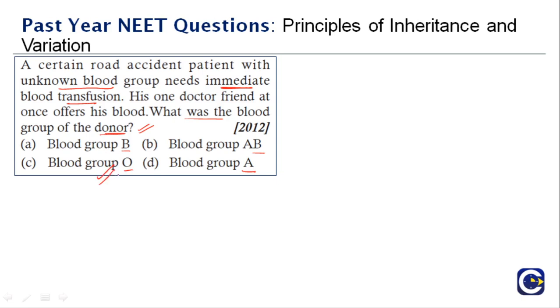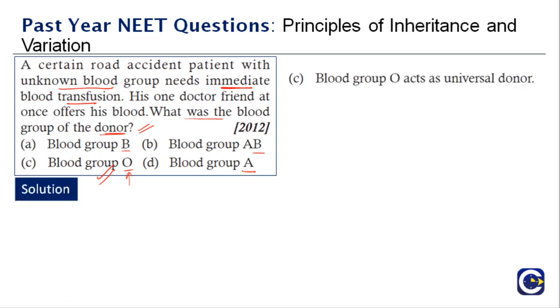It is blood group O. This is because there is no antigen present on blood group O and there will be no immunogenic response. That is why blood group O acts as a universal donor. So the answer is C, blood group O.